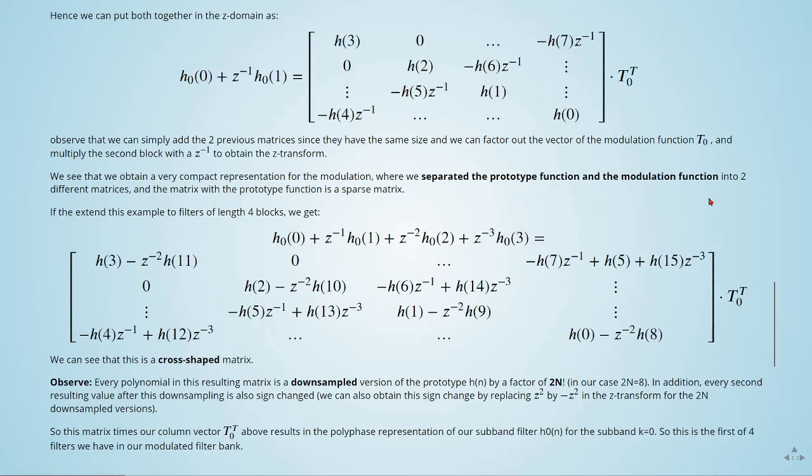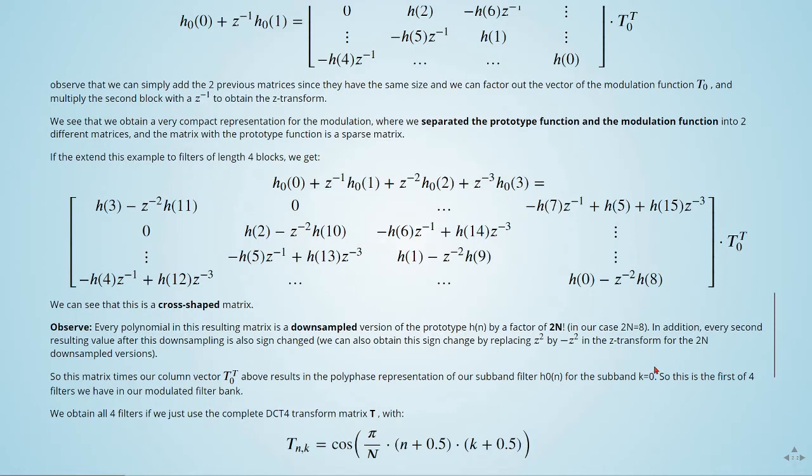If we extend this example to filters of length of 4 blocks, we would get this cross-shaped matrix. Observe that every polynomial in this resulting matrix is a downsampled version of the prototype h of n by a factor of 2 times capital N. In our case, 2 times capital N is equal to 8. In addition, every second resulting value after this downsampling is also sign changed. We can also obtain the sign change by replacing z to the power of 2 by minus z to the power of 2 in the z transform for the 2 times capital N downsampled version.